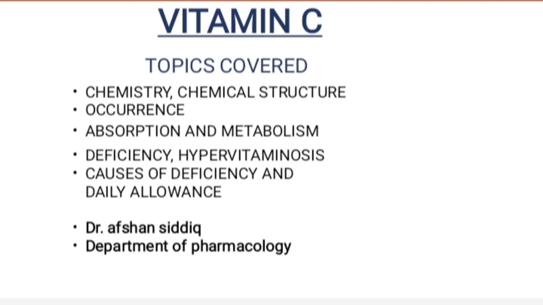as ascorbic acid. We will discuss chemistry, chemical structure, occurrence, absorption, and metabolism, along with the role of vitamin C in biological system, its deficiency associated symptom, its hypervitaminosis associated symptom, and the causes of deficiency with daily allowance. Let's start with the occurrence and chemical structure.